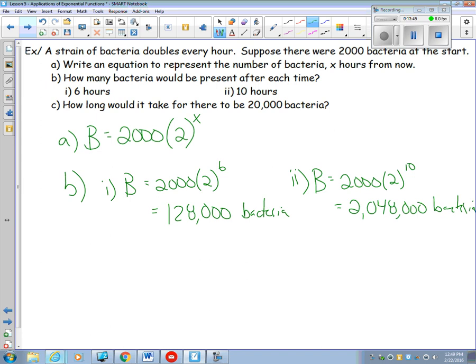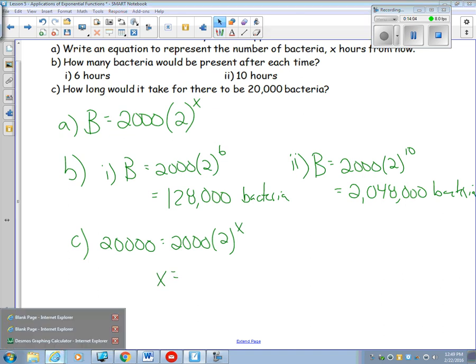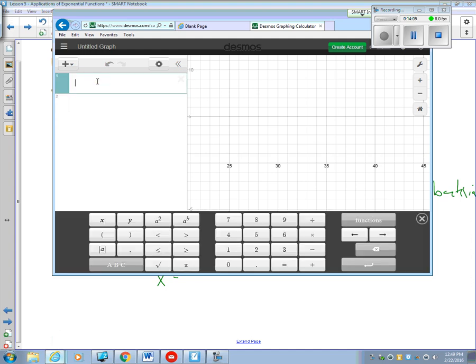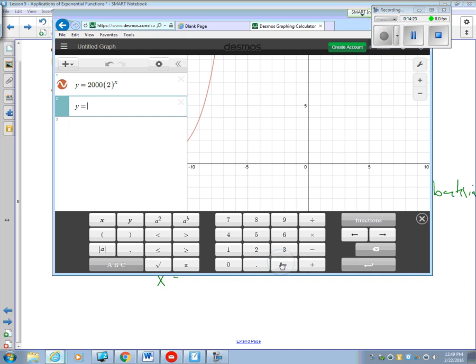Okay. Part C. How long would it take for there to be 20,000? So I want it to be 20,000. I'm starting at 2,000. I want to know the x, the unknown exponent. Technology comes in handy. Make some new equations here. We'll get rid of that one. All right, first equation. Y equals 2,000 times 2 to the power of x. Can't really see it. That's okay. We'll fix that in a second. Hey, my second equation. Y equals 20,000.